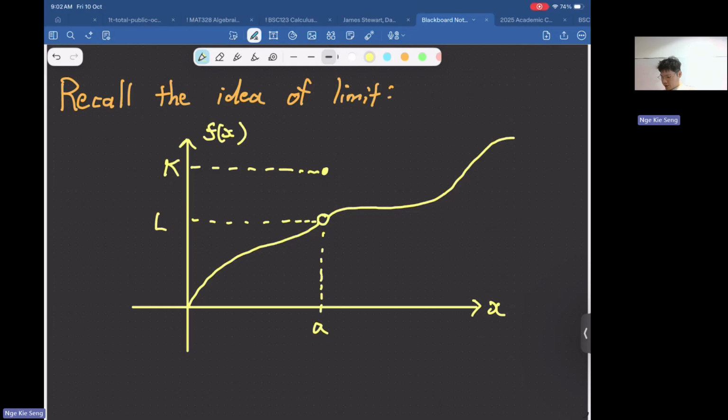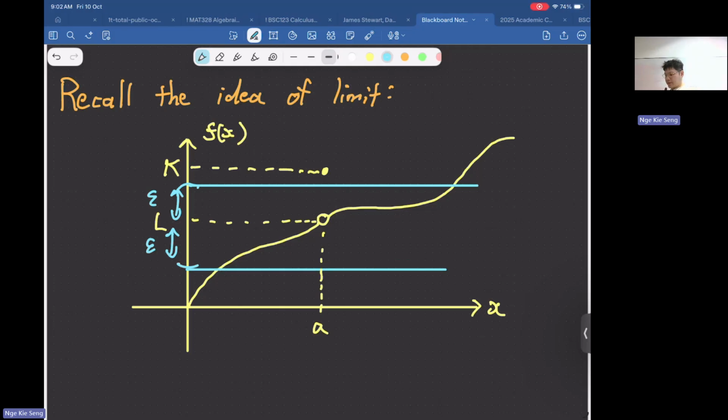So the point here is, let me draw a bit longer. If you look around the neighborhood of L, let's say there's some length here, call it epsilon. Then you can read off the region of your function. Then you will see that around a, there are points that are close to L.